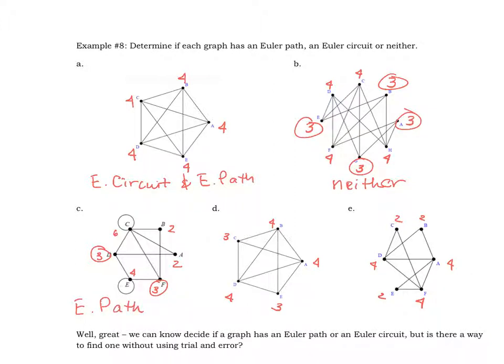And in example D, we have exactly 2 odd vertices, which means we have an Euler path only. And in example E, all of our vertices are even, so that means it has an Euler circuit. And as we remember, if it has an Euler circuit, that means it also has an Euler path.